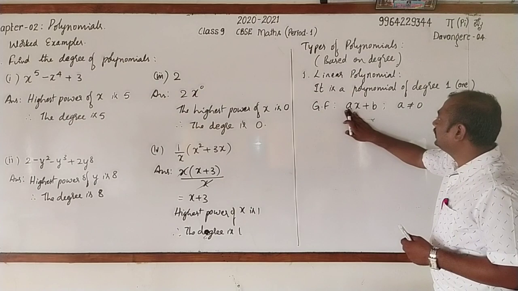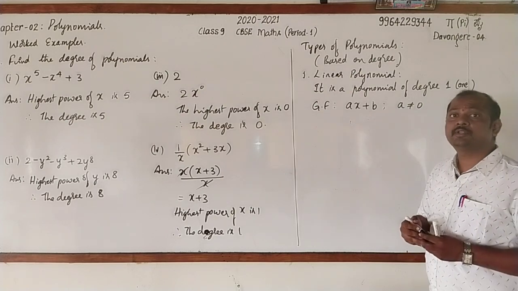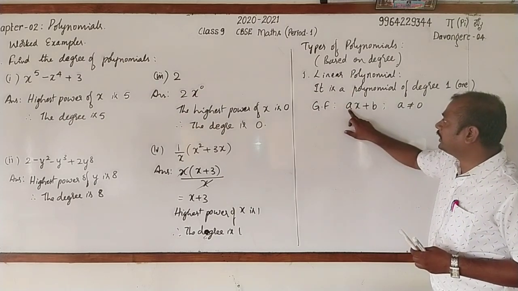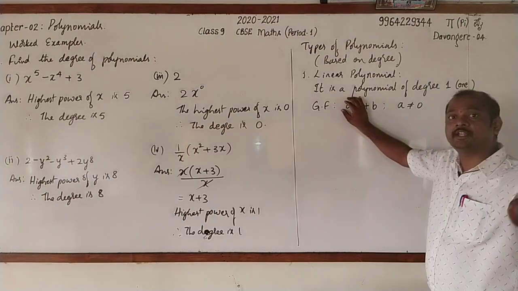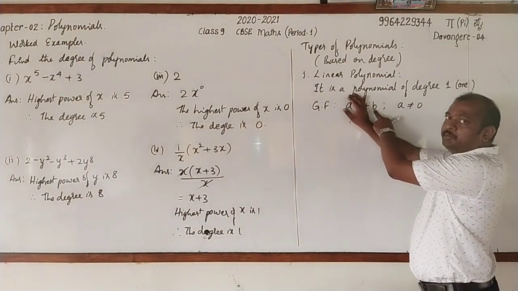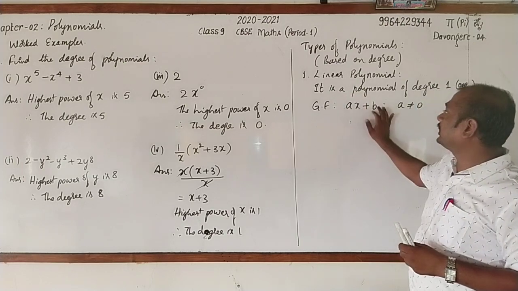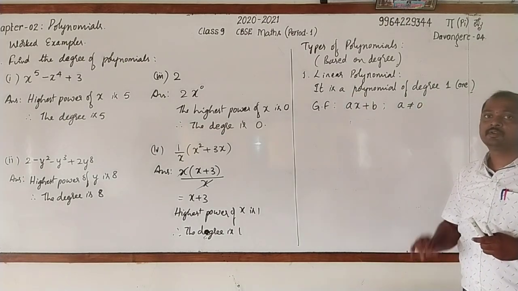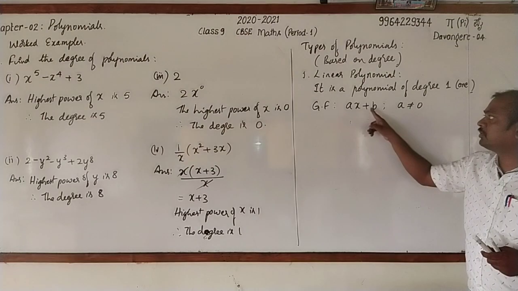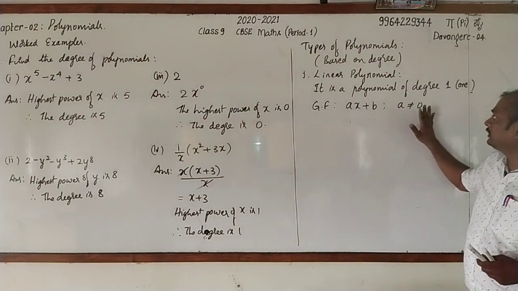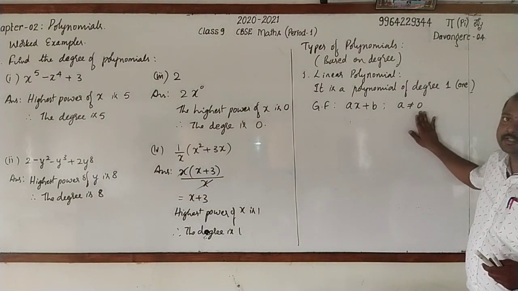Is it not? If a becomes 0, what happens? If a becomes 0, the ax term gets cancelled. Only b will remain. b is nothing but a real number, nothing but a constant. It becomes a constant polynomial. Clear? When a becomes 0, it becomes a constant polynomial. That is why this condition is a must.